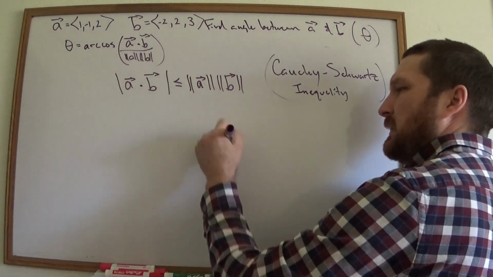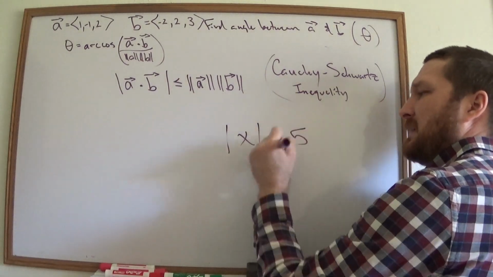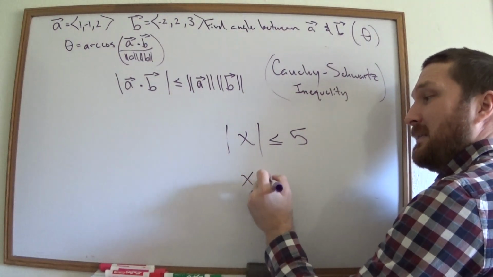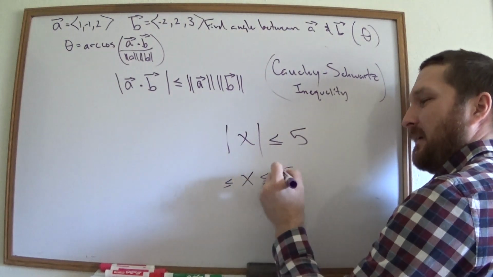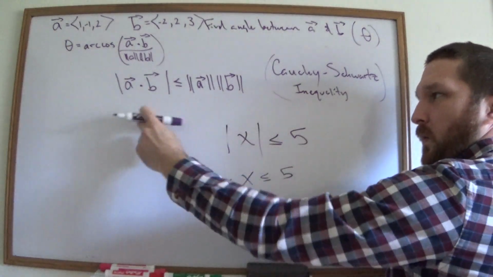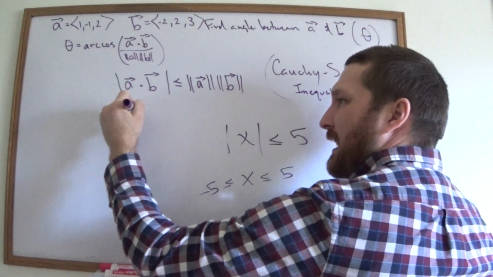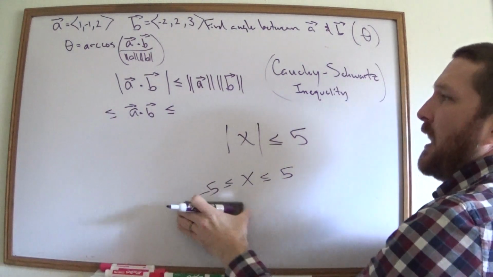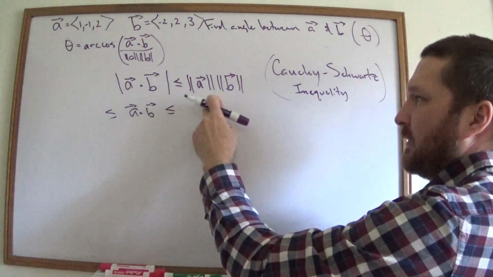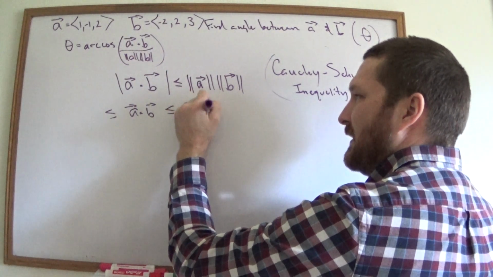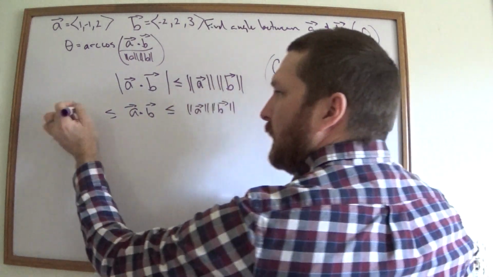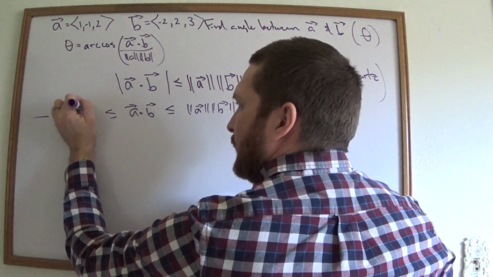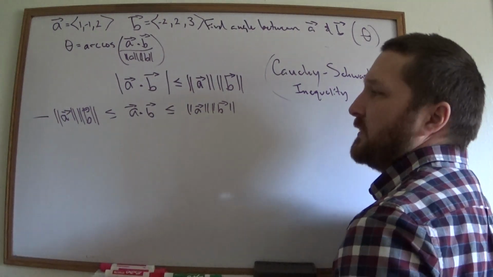But now, what does this mean? If you have the absolute value of x less than or equal to 5, that means x is in between what? 5 and -5. There you go. So this means that A dot B is between that product, whatever it is. It's just two real numbers, just some number times another number, or the negative of it. Negative magnitude of A times magnitude of B, like that. Dividing both sides by this number.